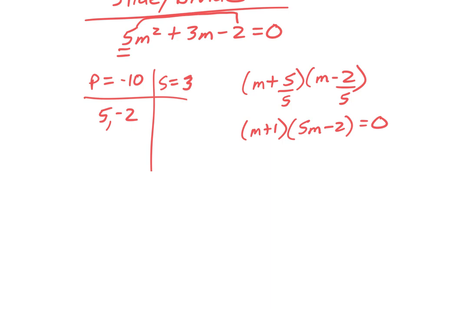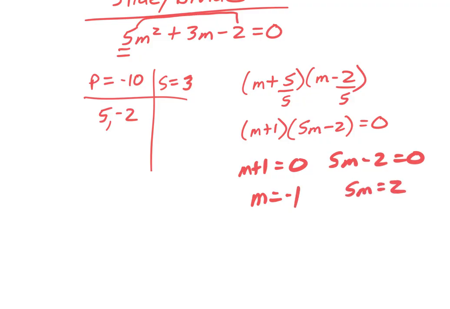We're going to set both of these factors equal to 0. So m would be negative 1. And then over here, we're going to add 2. We're going to divide by 5. And we get 2 over 5. Those are our two solutions.